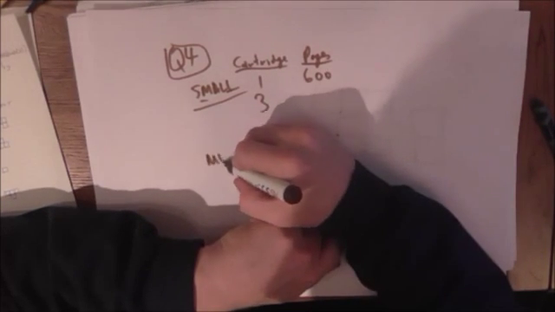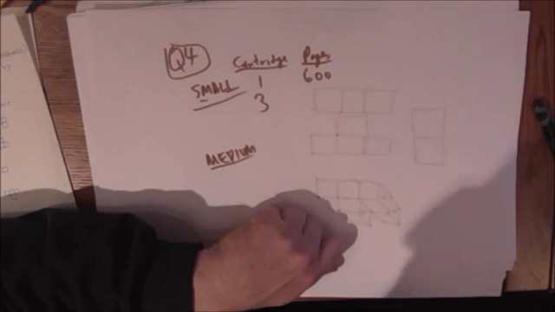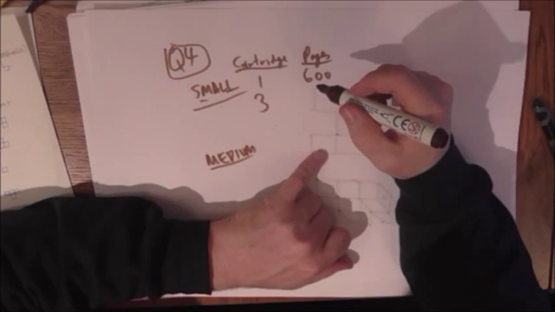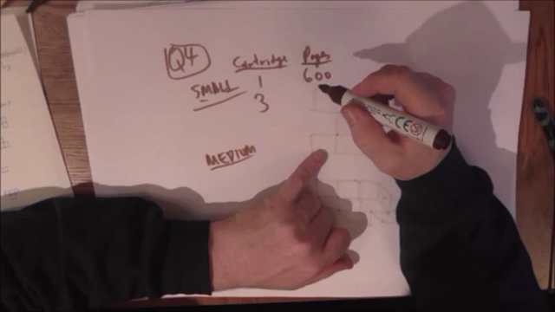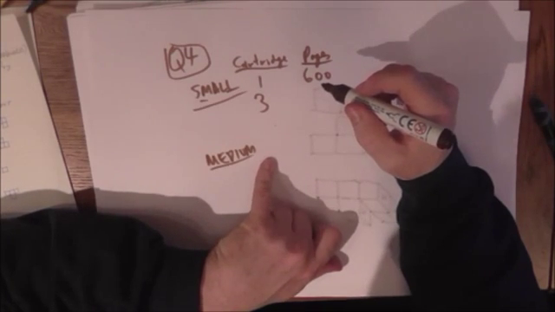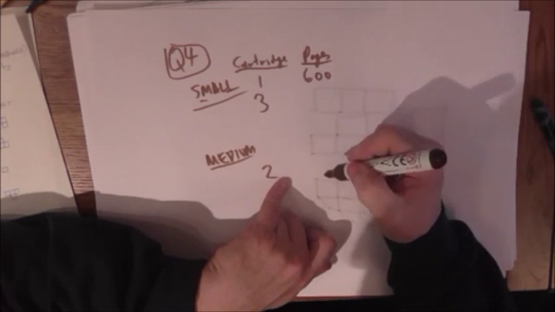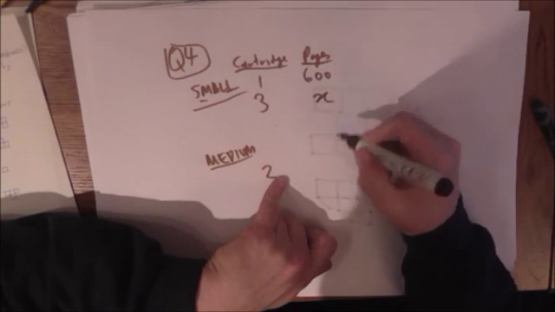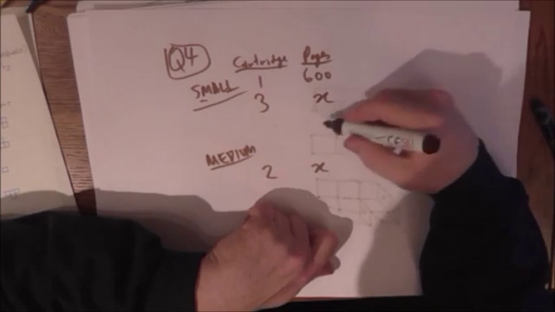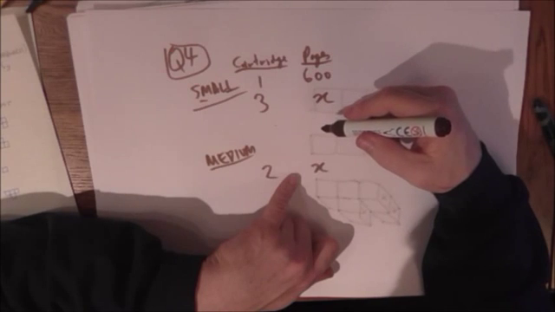So medium, haven't got any information on any medium yet. Three small cartridges can print as many pages as 2 medium cartridges. So if it was 2, it'd be some mystery number of pages. Let's call that X. Just because I wanted to write something down, I wanted to reflect that it was equal, but I didn't know, so I just named it.